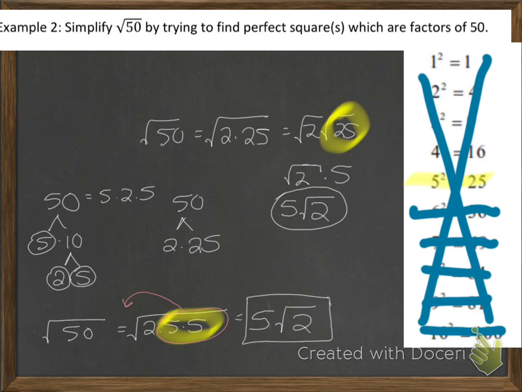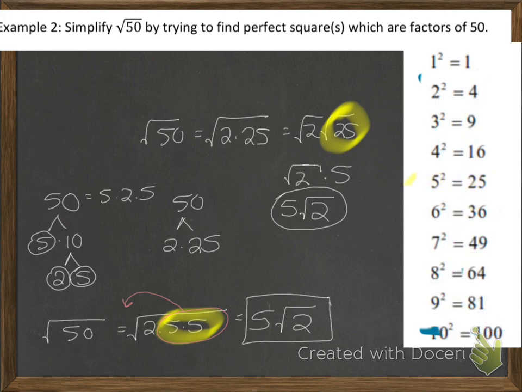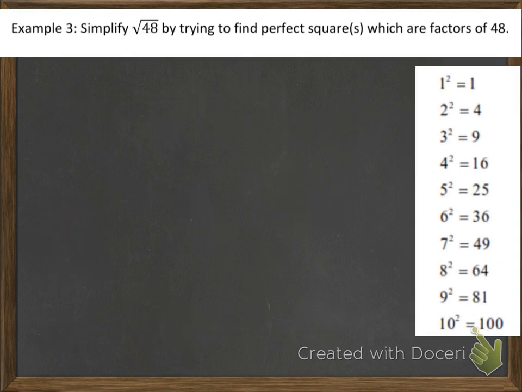Okay, so again, if you are very comfortable and you have the perfect squares memorized, you're absolutely welcome to use this table to find the largest perfect square that's a factor of your number. Again, an equally valid way to do this is to simply do a prime factorization and look for, in this case, pairs of numbers because we're taking the square root, or the second root.